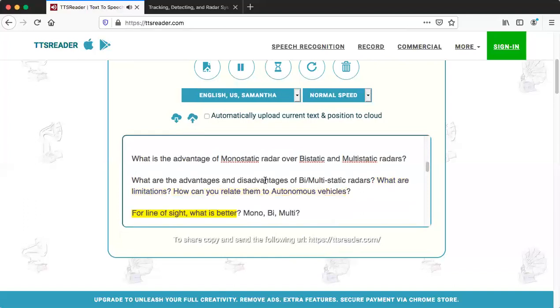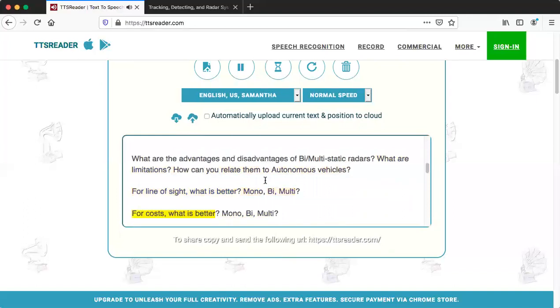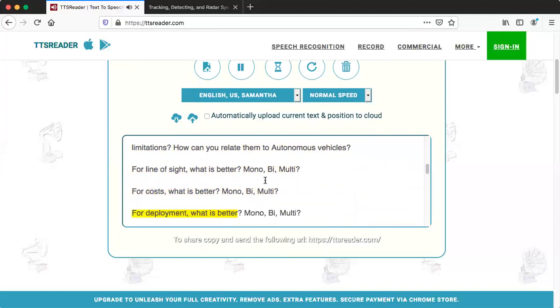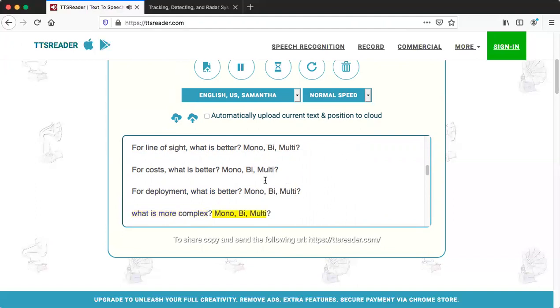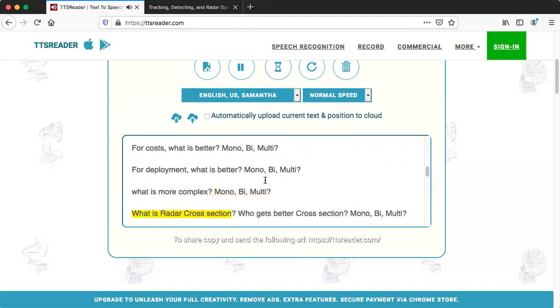For line of sight, what is better? Mono, bi, multi? For costs, what is better? Mono, bi, multi? For deployment, what is better? Mono, bi, multi? What is more complex? Mono, bi, multi? What is radar cross-section? Who gets better cross-section? Mono, bi, multi?